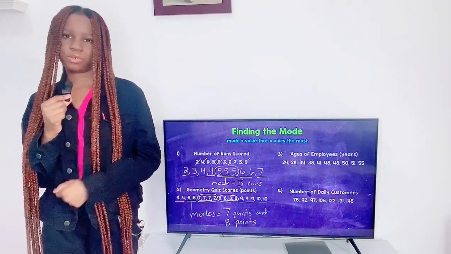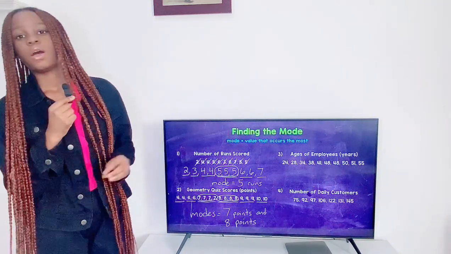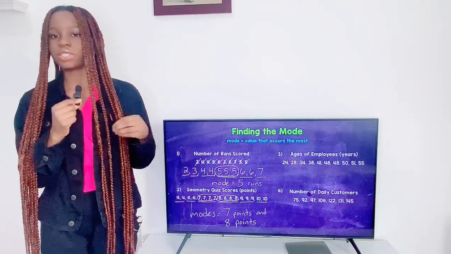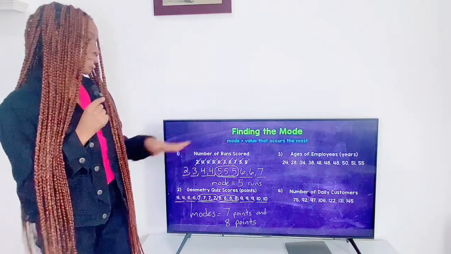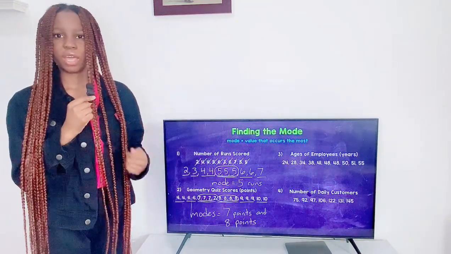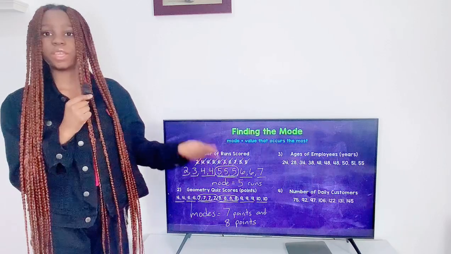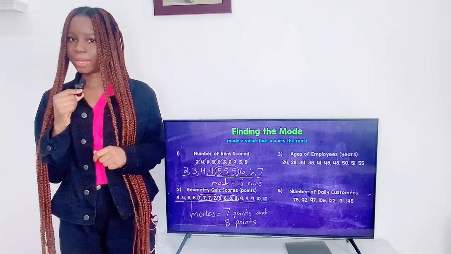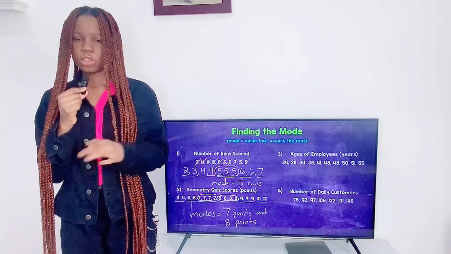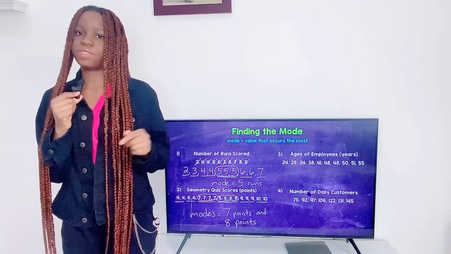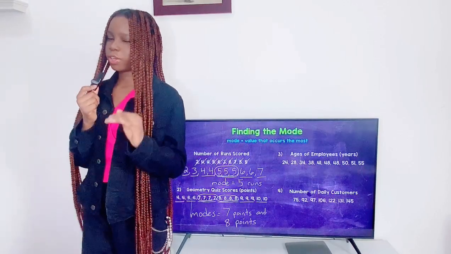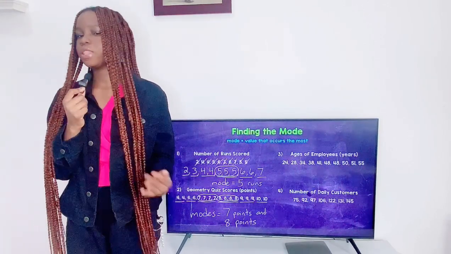So what is a mode? Well, the mode is the most common number that will appear in your set of data. Pretty much like I said, the value that occurs the most, the number that appears the most. Now, something I want to point out is that there is a possibility that there can be no mode in your set of data.